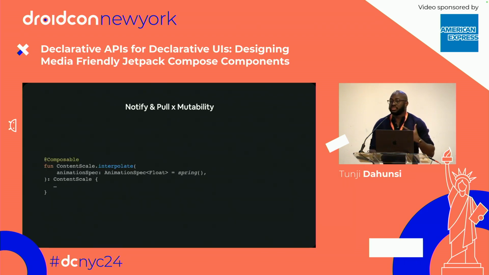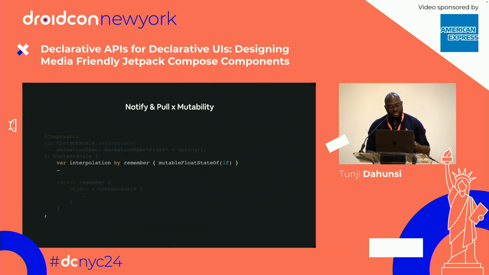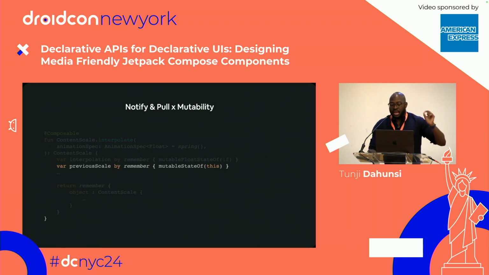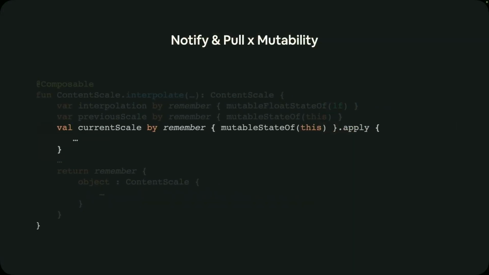So let's see how we'd actually try to create this with Compose. So imagine you have a composable function that has content scale.interpolate. I give it some animation spec, in this case a spring. The first thing I want to do is remember an interpolation value. I'm going to start at 1 because at this point I've successfully gotten to my destination. I want to remember my previous content scale. In this case, it is my current content scale. And then I also want to have the current scale, which is exactly what I do have. It's almost exactly the same.